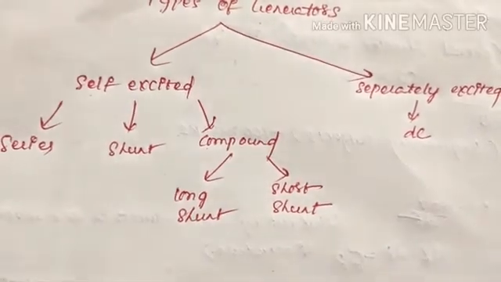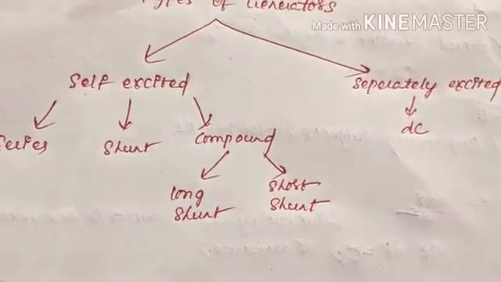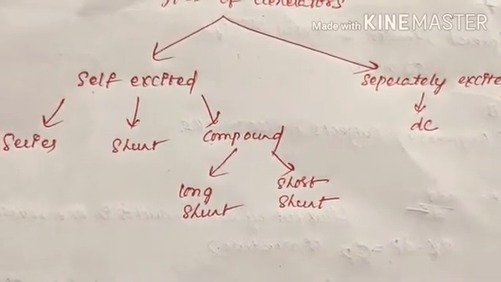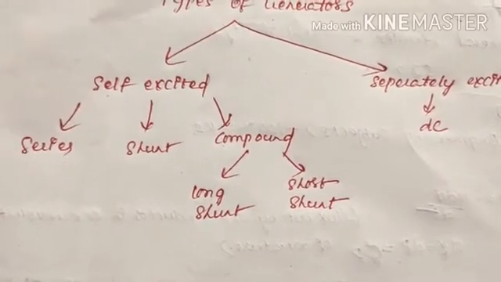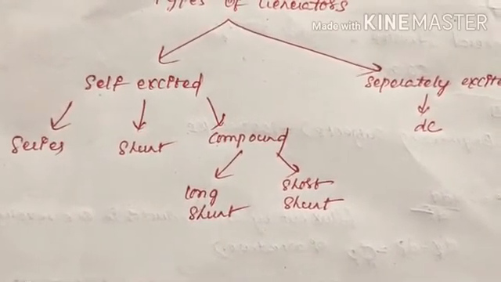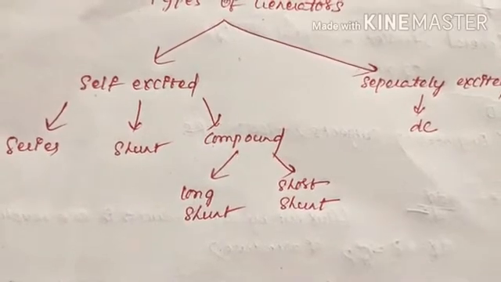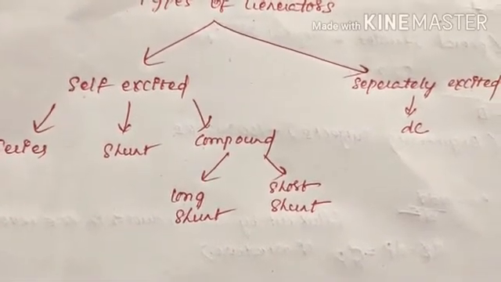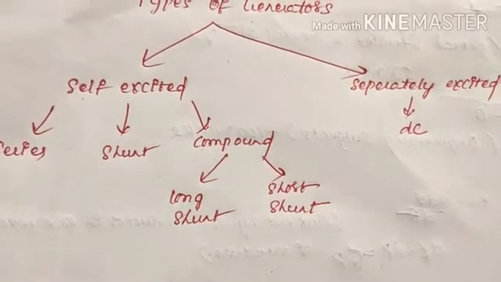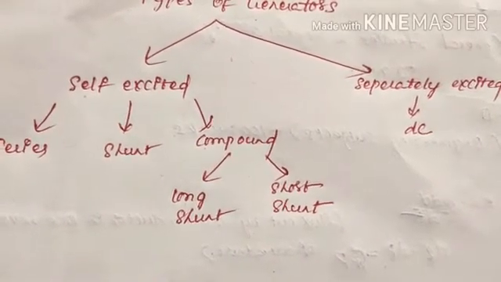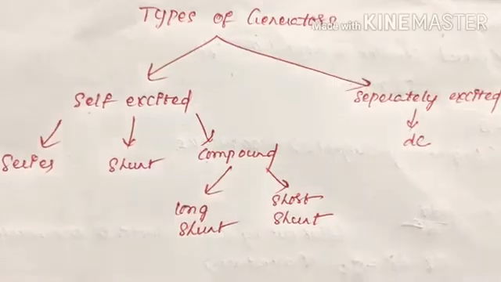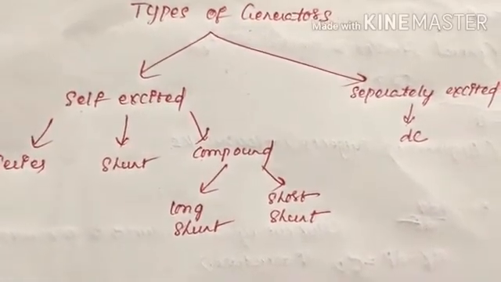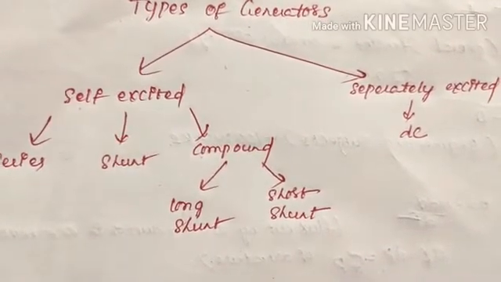Now coming to the topic of types of generator. Generators are of two types, like self-excited generator and separately excited generator, which are DC generators. In self-excited generators, we have three parts like series, shunt and compound. In the compound generators, we also have two parts like long shunt compound generator and short shunt compound generator. We will discuss the types of generator in depth in the next class.